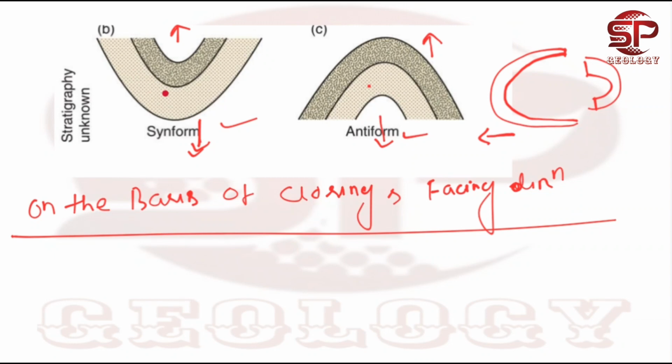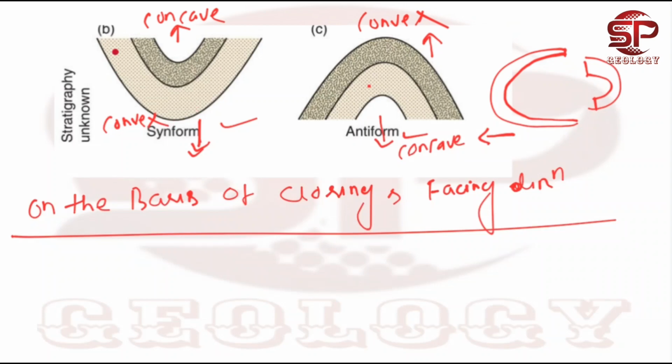You can also define on the basis of convex and concave terms. So it is concave upward, convex downward. This part you can say convex, this part is concave. So upward concave, upward open, downward convex, downward close. Synform, antiform.